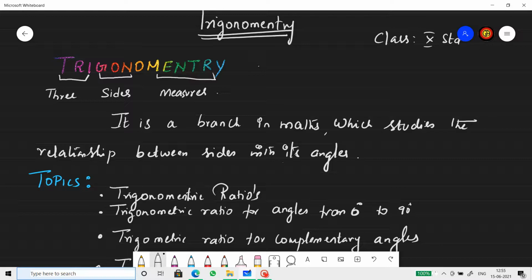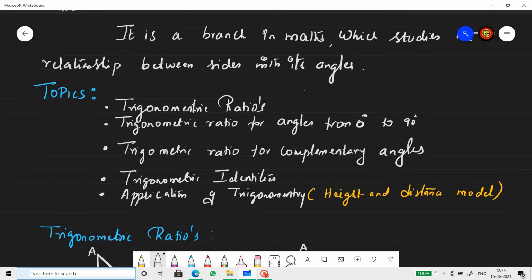As I said in the beginning, it's a study of triangle, and as far as the 10th is concerned, we only study about right angle triangles. The topics that get covered in 10th grade are trigonometric ratios for angles from 0 to 90, trigonometric ratios for complementary angles, trigonometric identities, applications of trigonometry or otherwise heights and distance. These are the 5 topics that we have to learn at the 10th grade. Now today I am going to take up the first topic and the second topic, trigonometric ratios and trigonometric ratios for angles from 0 to 90.